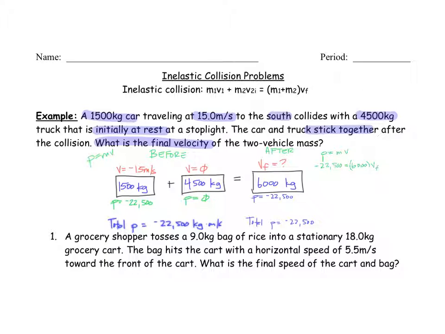So if I want to get VF by itself, and it's multiplied by 6,000, I need to divide both sides by 6,000. Those cancel out, and I get a negative 22,500 divided by 6,000, which is a negative 3.75 meters per second. That is the final velocity of the two cars, the two vehicles combined.